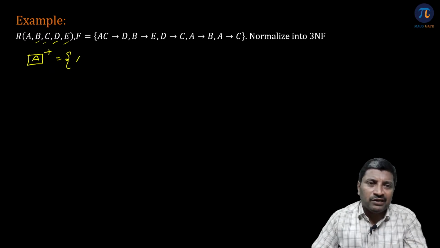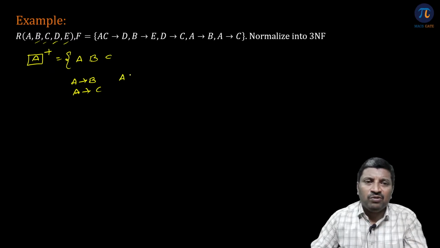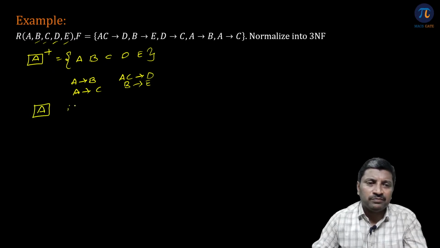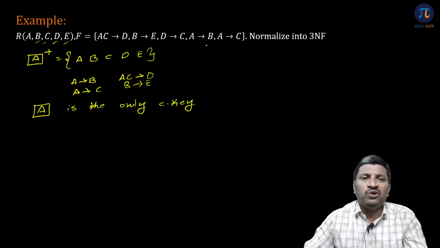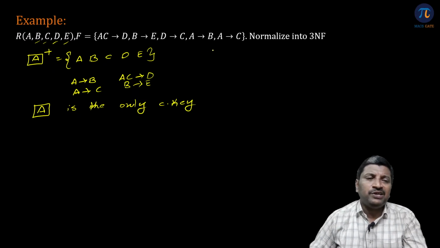Then with A, I can get A. Anything else possible, sir? With A, I can get B. With A, I can get C. Whenever I have AC, I can get D. Whenever I have B, I can have E. So that means A is a candidate key. So this is the one and only candidate key. Hope you understood it, sir. Right?